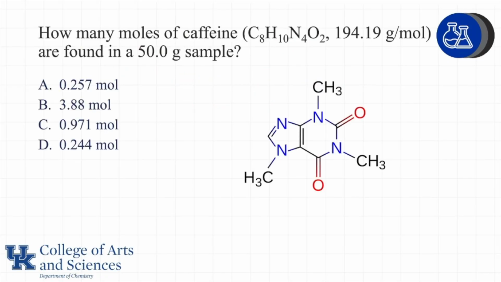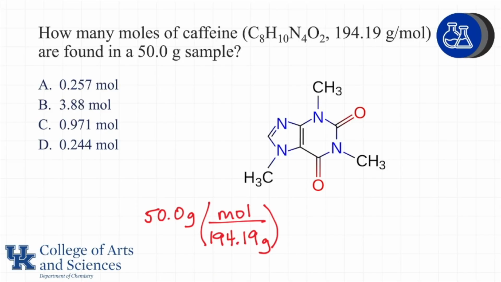How many moles of caffeine, and we're given the formula and the molar mass, are found in a 50.0 gram sample? We're going to set this up just like we did the previous problems. We have 50 grams of caffeine. We have grams in the numerator, so we need to have grams in the denominator of the next step. The molar mass is 194.19 grams per mole. We do the math and we find we have 0.257 moles of caffeine in a 50-gram sample. So A is the correct answer.